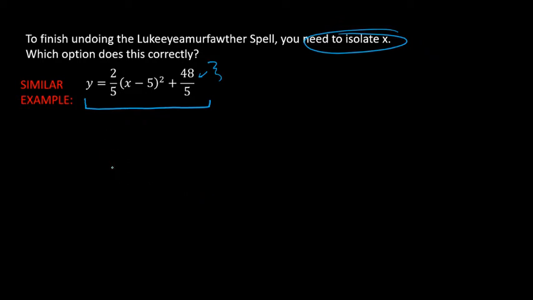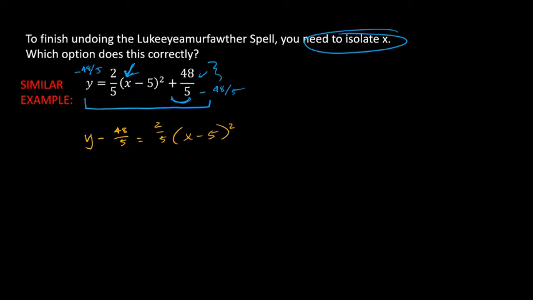All right, so how am I going to go about doing this? Well, the first thing I notice, remembering that x is my goal here, is that it's going to be pretty easy for me to get rid of this 48 over 5, if I just subtract 48 over 5 from both sides of the equation. So let's do that, and I'll rewrite. So now I've got y minus 48 over 5 equals 2/5 times the quantity x minus 5 squared.